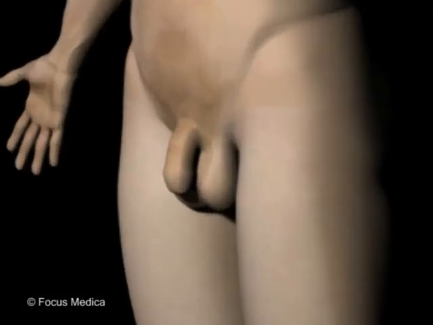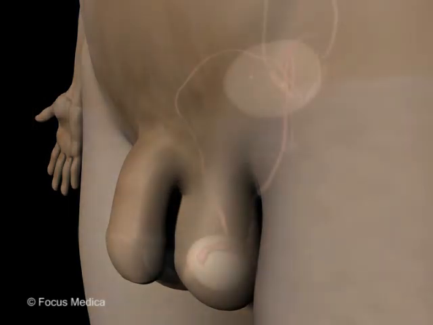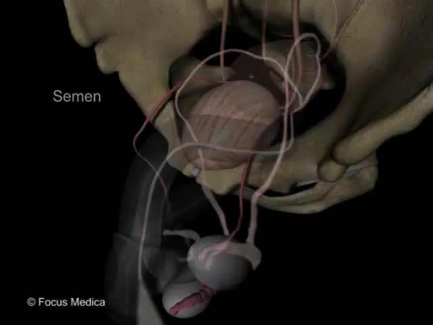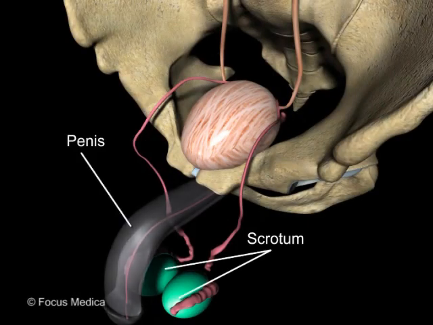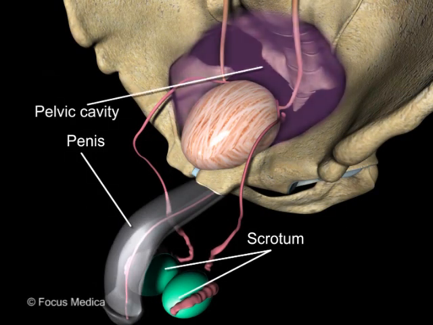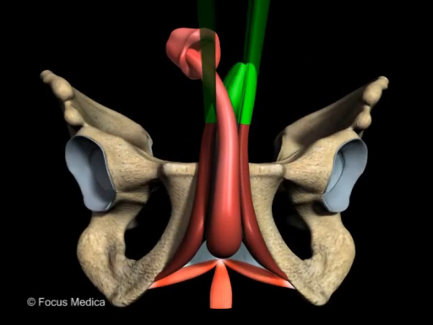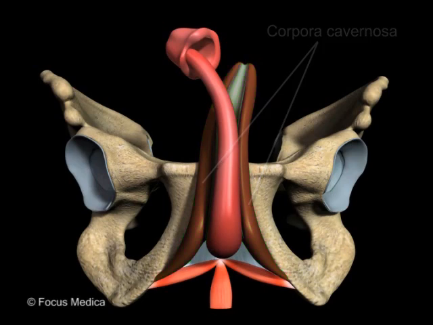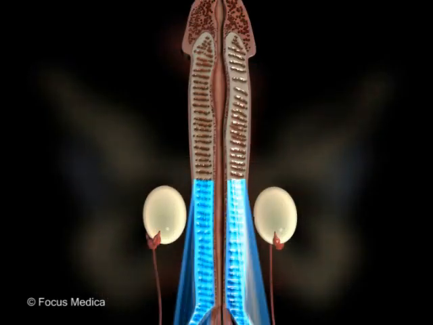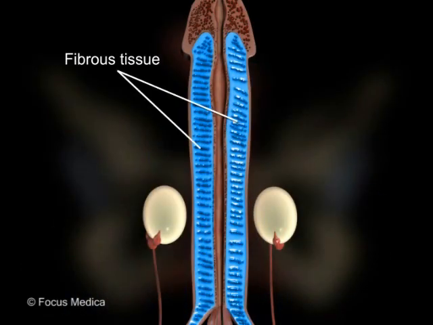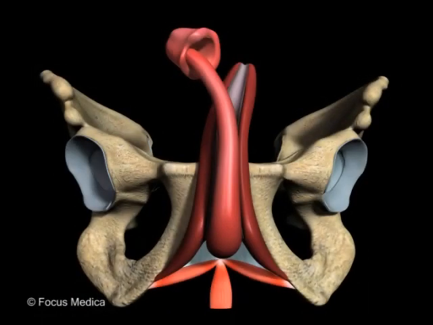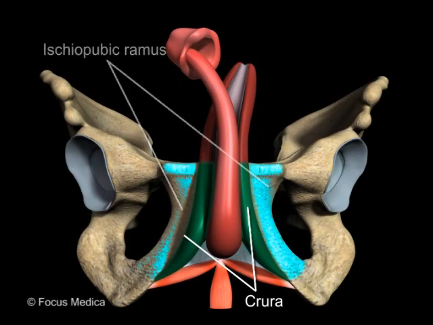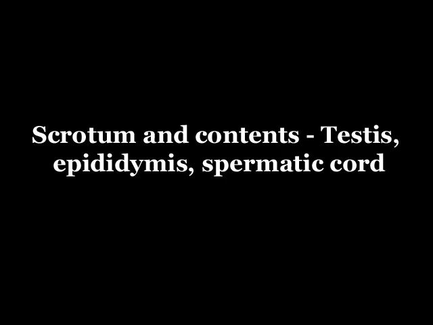The penis is the male copulatory organ. It is designed to enable the passage of urine and semen. Like the scrotum, it is located outside the pelvic cavity. The penis is made of two large masses of erectile tissue called the corpora cavernosa. These are wrapped by fibrous tissue and lodged adjacent to each other. Traced posteriorly, the corpora separate as the crura, which are attached to the ischiopubic ramus.